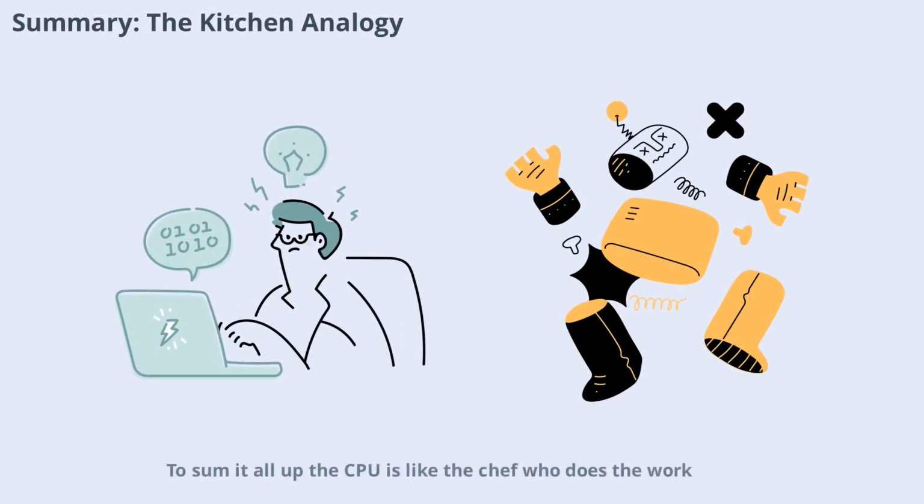To sum it all up, the CPU is like the chef who does the work, RAM is the table where current tasks are handled, and storage is the fridge or storeroom where everything is kept for later. This simple kitchen analogy helps you remember how each part of your computer functions and why they are all important. Next time you use your computer, just picture a busy kitchen and you'll know exactly what's happening inside.